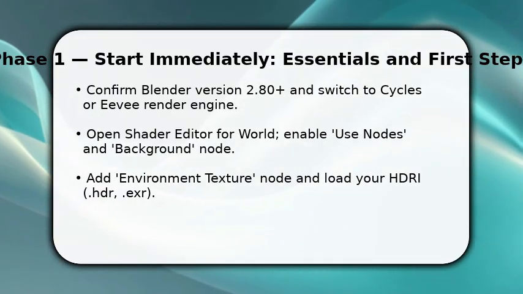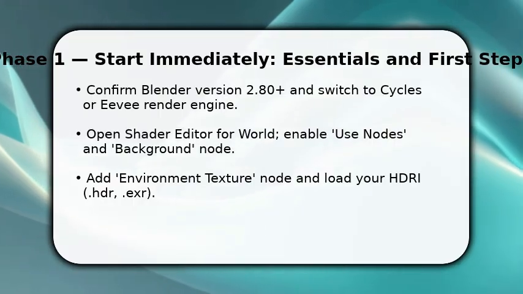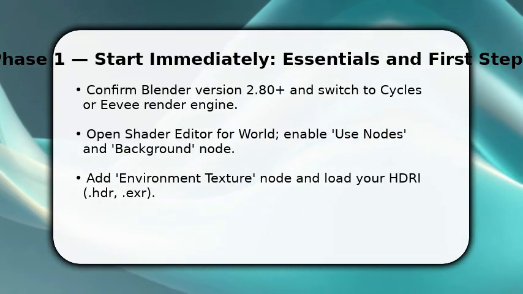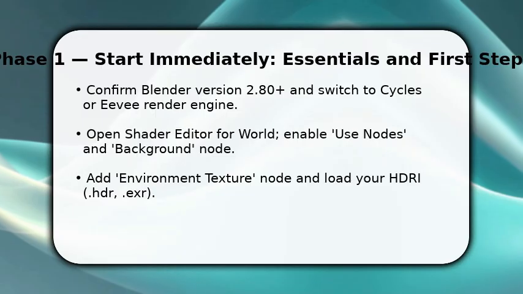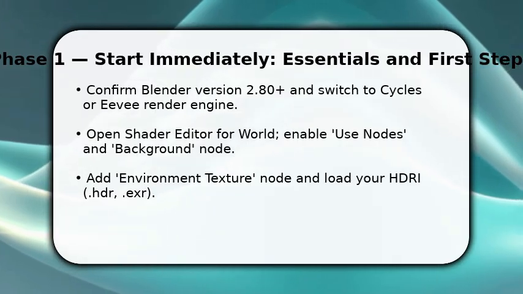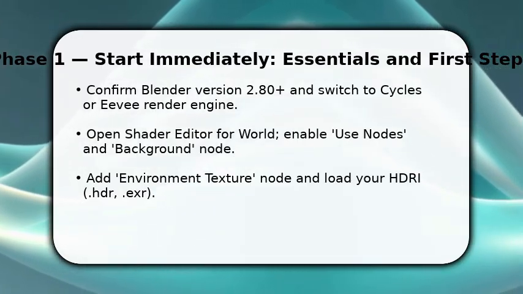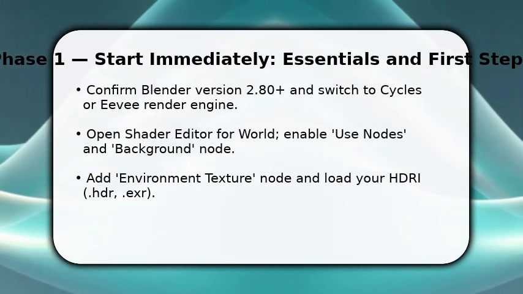Next, add an environment texture node and click Open to load your HDRI file. HDR or EXR formats give full dynamic range. Make sure the environment texture is connected to the background node. This immediately places the HDRI as your scene light and reflections.